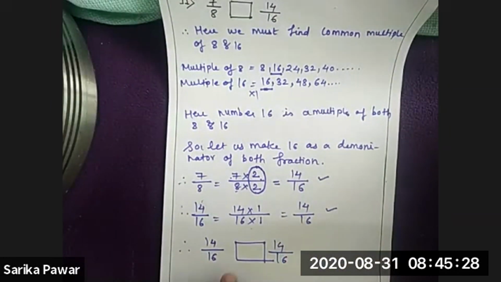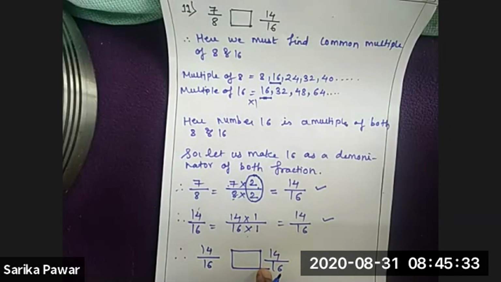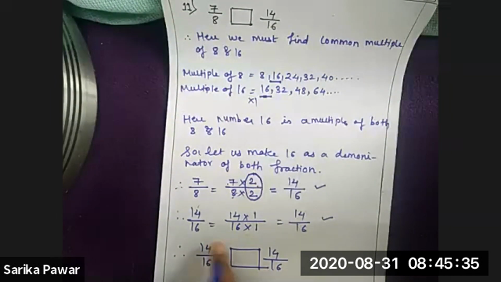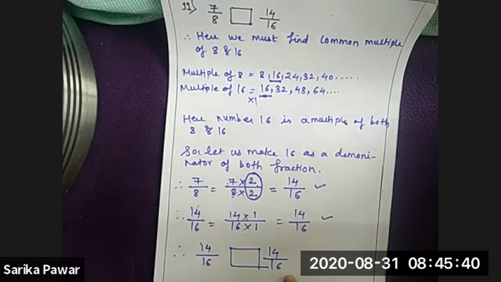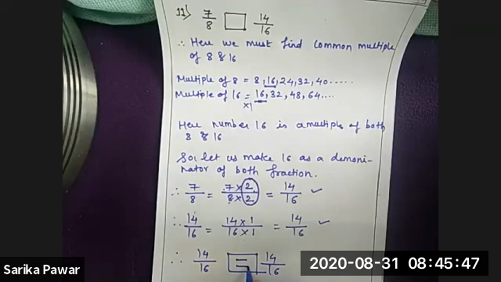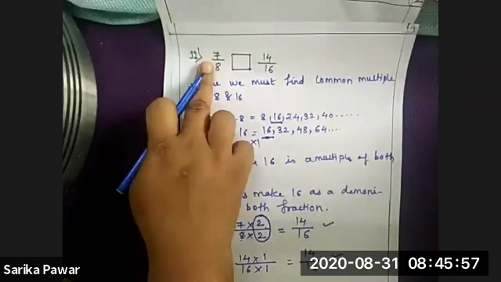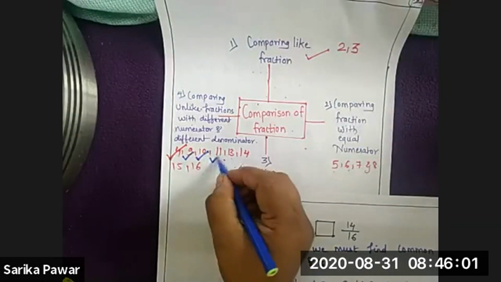Then which symbol will come here? Both the values are the same. Numerator also 14, 14. Denominator also 16, 16. No comparison now. No smaller, no greater. Then which sign will I put? Equal to. Very good. Equal to. It means the concept is clear. You are perfect. See now, this is problem number 11. I finished here. Now problem number 13.